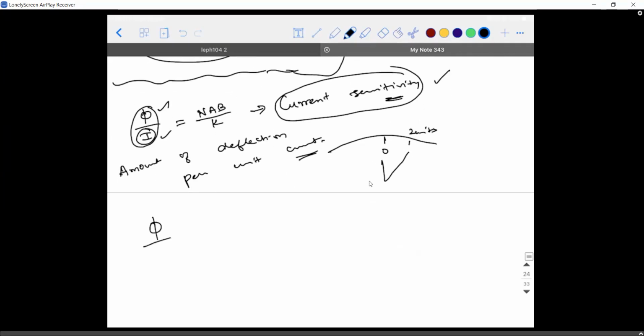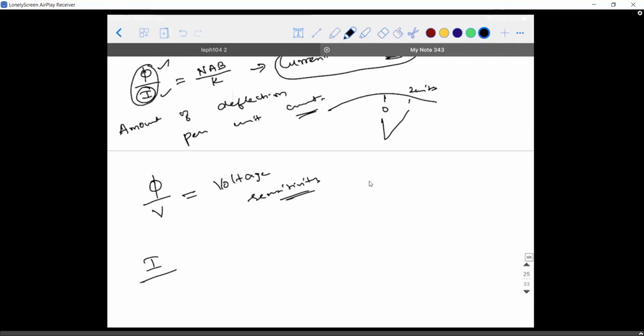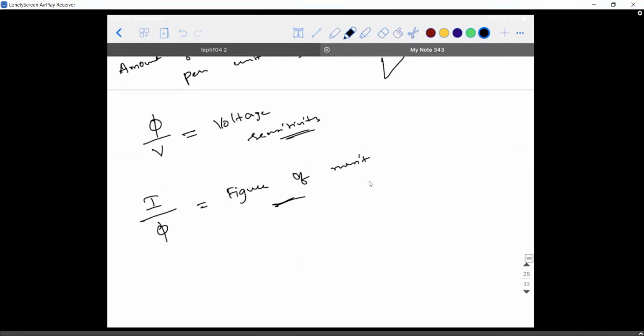Similarly, if you are able to define phi divided by V, then this is called voltage sensitivity. Okay. And the last thing that you are supposed to know is the reciprocal of current sensitivity, that is I by phi. This is what is called figure of merit, which is also measured in ampere per division. Okay, these are the important keywords that you're supposed to know with respect to a galvanometer.